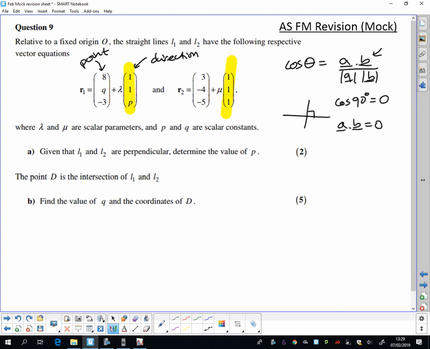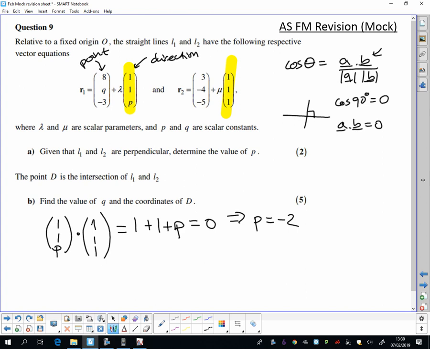So using the direction vectors, I'm going to find the scalar or dot product. So here we go. So that's going to be 1 plus 1 plus p. They're perpendicular, so that equals 0. So that tells me that p is -2. Okay, so now I've got, what was p? P was -2. Right, that's all we can find out from this section, so we found the value of p.